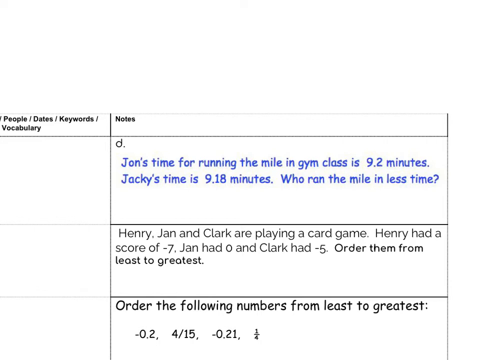So we find our numbers. Jan's time for running is 9.2 minutes. Jackie's time is 9.18 minutes. So I'm going to write down my numbers.